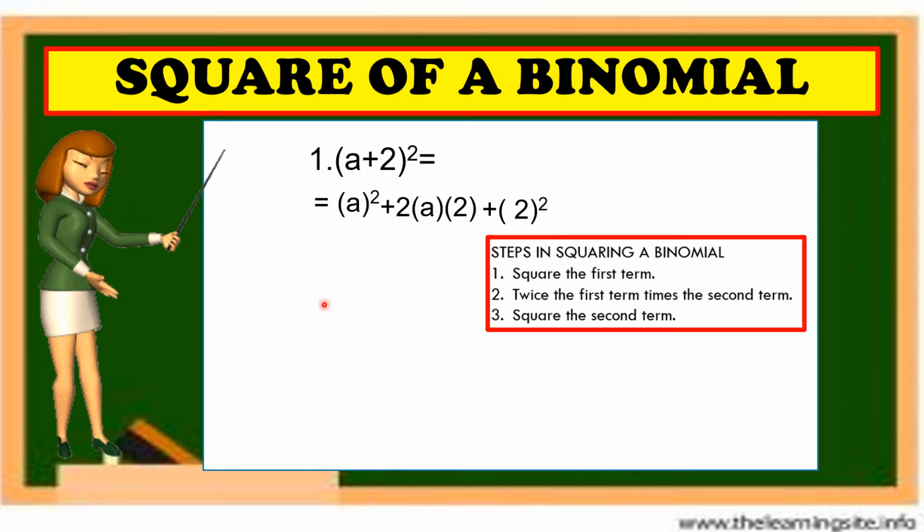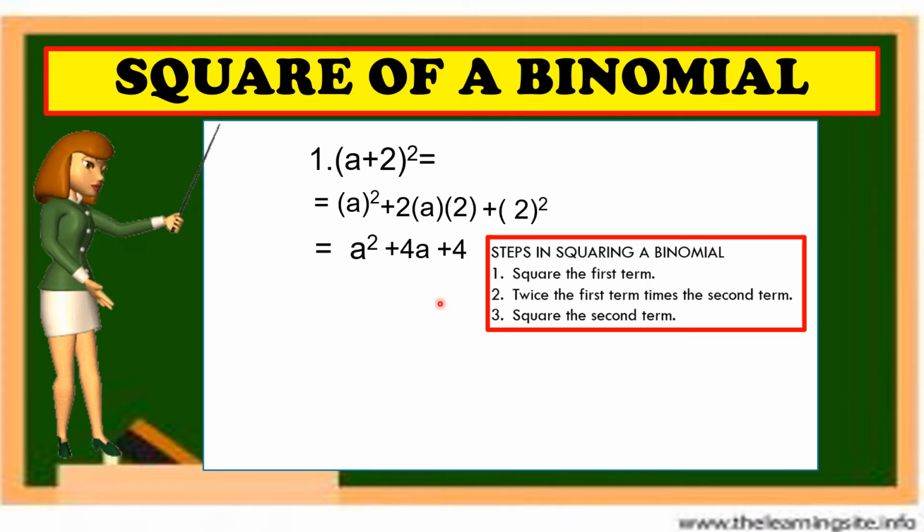So, our first answer is a squared. 2 times a times 2 is 4a. And we have 2 times 2 is 4. So, a plus 2 quantity squared equals a squared plus 4a plus 4.